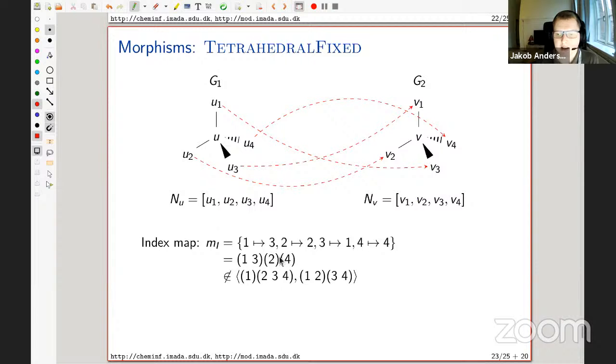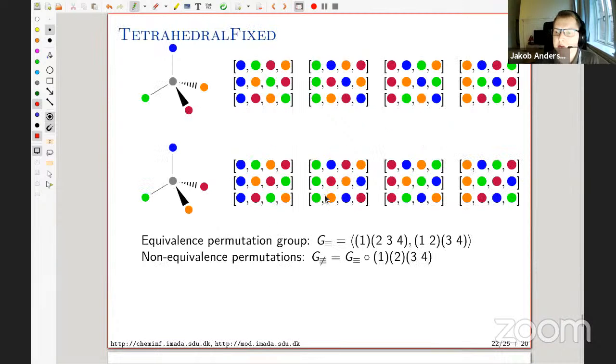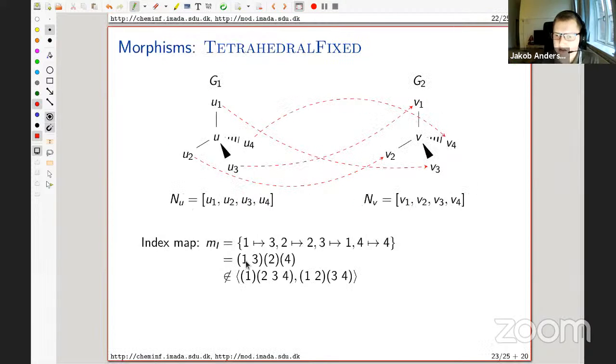That permutation we check against the symmetry group that we had here previously. In this case, it turns out this permutation is not valid. This would actually move this molecule into a different stereoisomer. So this would not be a valid stereomorphism.